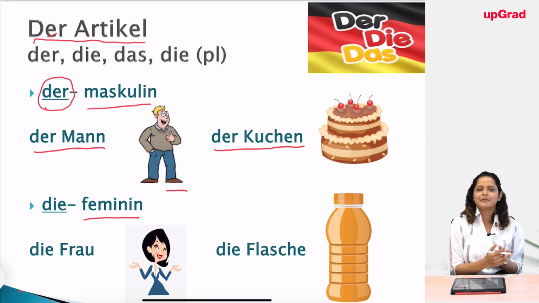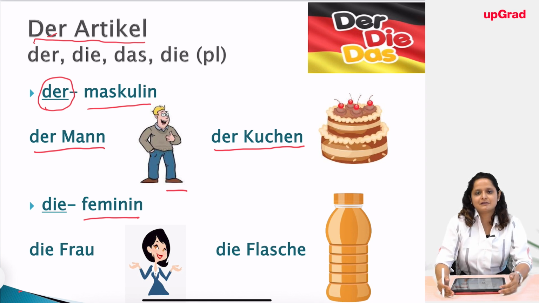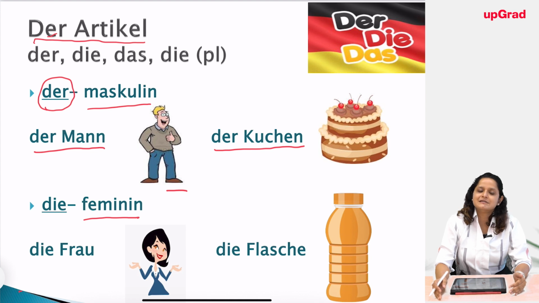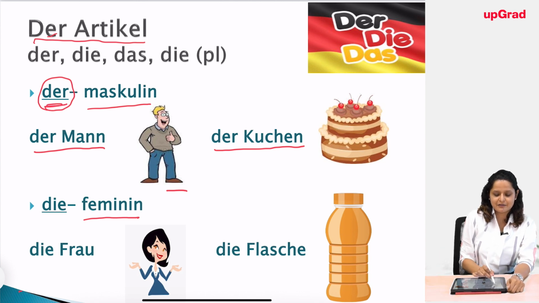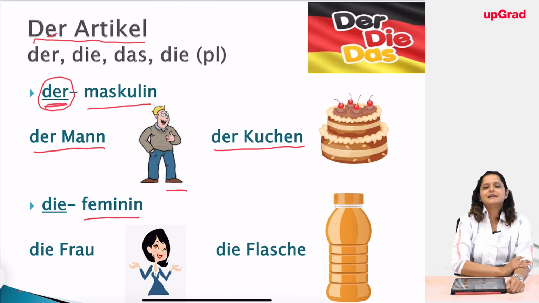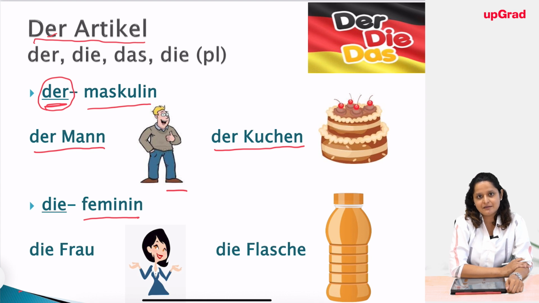This applies when you are making questions or you're making statements. It doesn't matter. Whenever you use the nouns, make sure you use the articles, that is, the gender of the noun along with it. So our masculine gender is der. The nouns we have here are der Mann and der Kuchen.